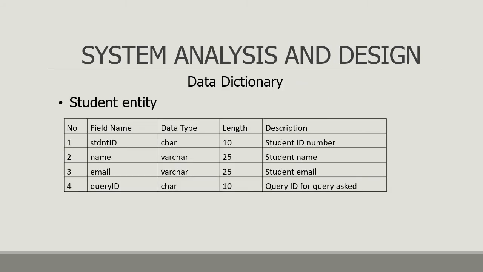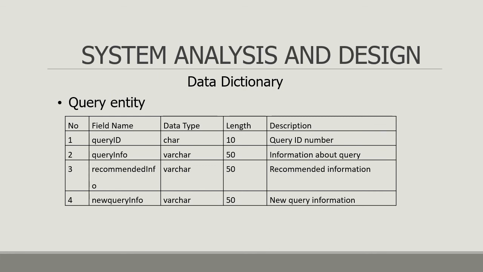For data dictionary, for student entity, it is going to have student ID, name, email, and query ID. For query entity, it is going to have query ID, query information, recommended information, and new query information.